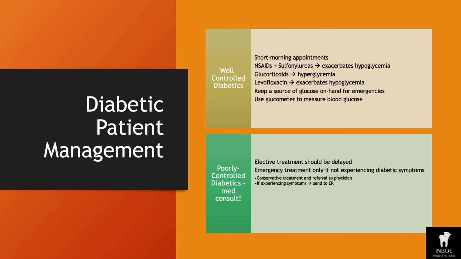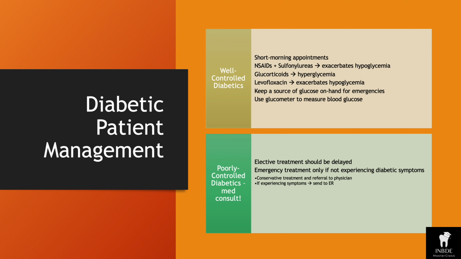When it comes to diabetic patient management, for diabetics that have things pretty well under control, we want to prioritize short morning appointments. We also want to keep a glucose source on hand for any type of emergency and use a glucometer to measure their blood glucose. There are some important medications and interactions we need to be aware of, and how they can affect well-controlled diabetics. NSAIDs and sulfonylurea medications can actually exacerbate a hypoglycemic state. Glucocorticoids can make a patient more prone to hyperglycemia, and levofloxacin can also exacerbate hypoglycemia.